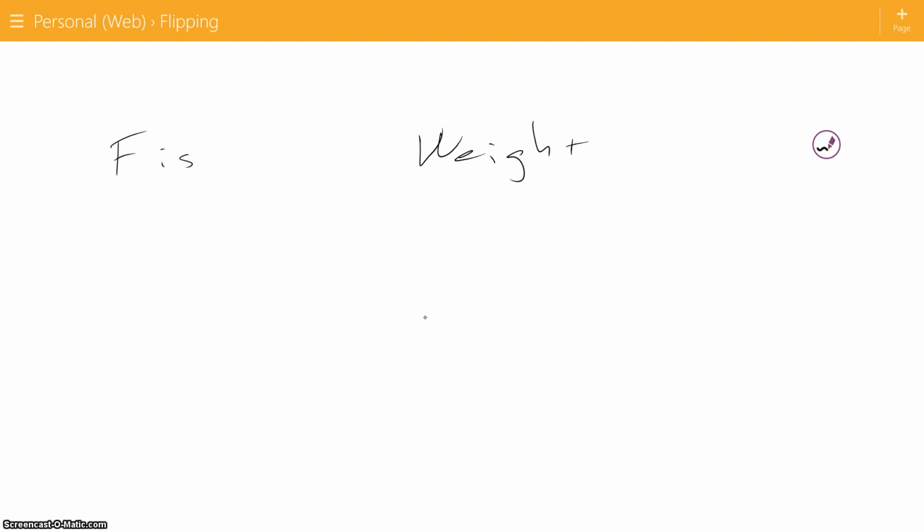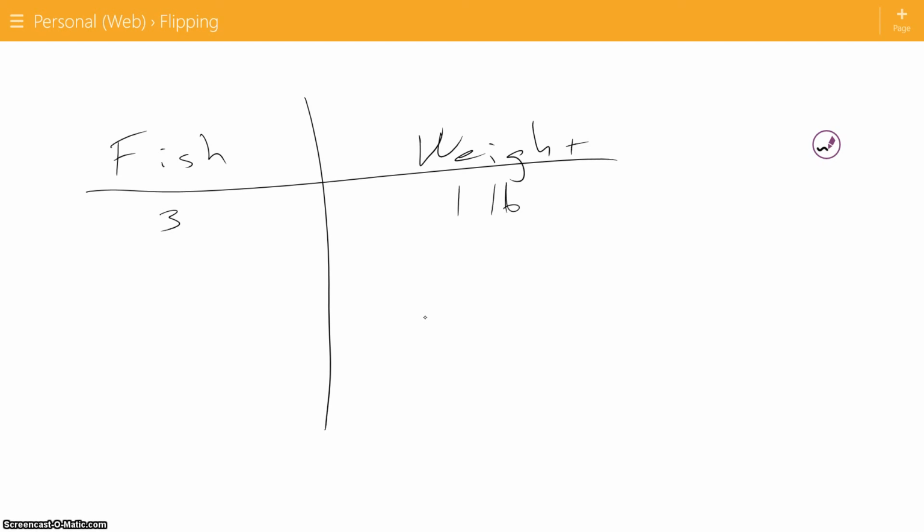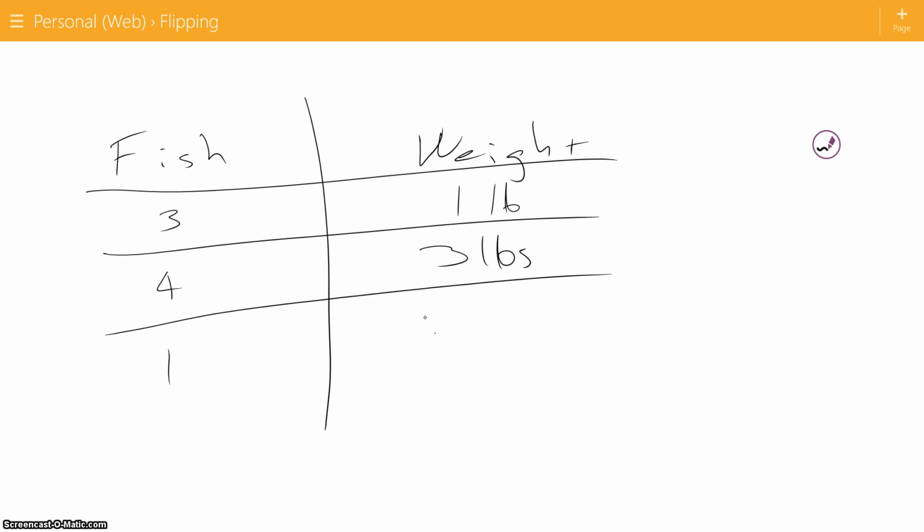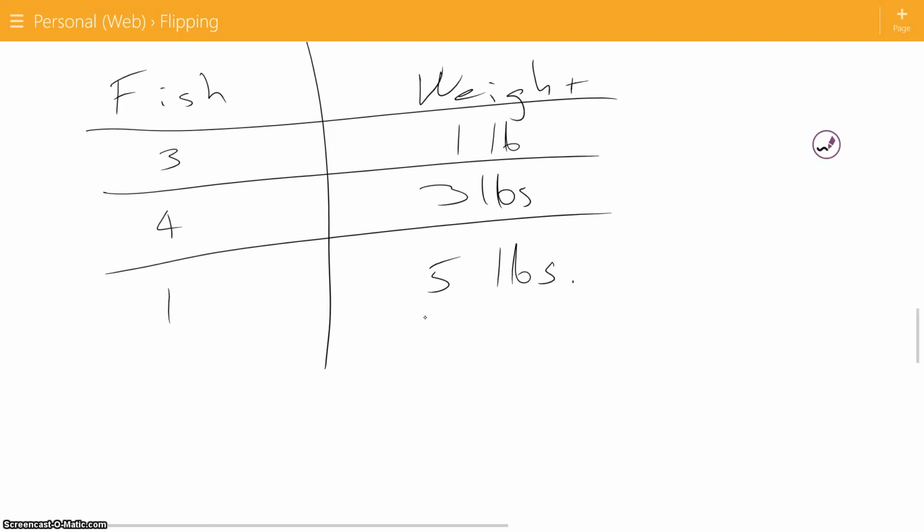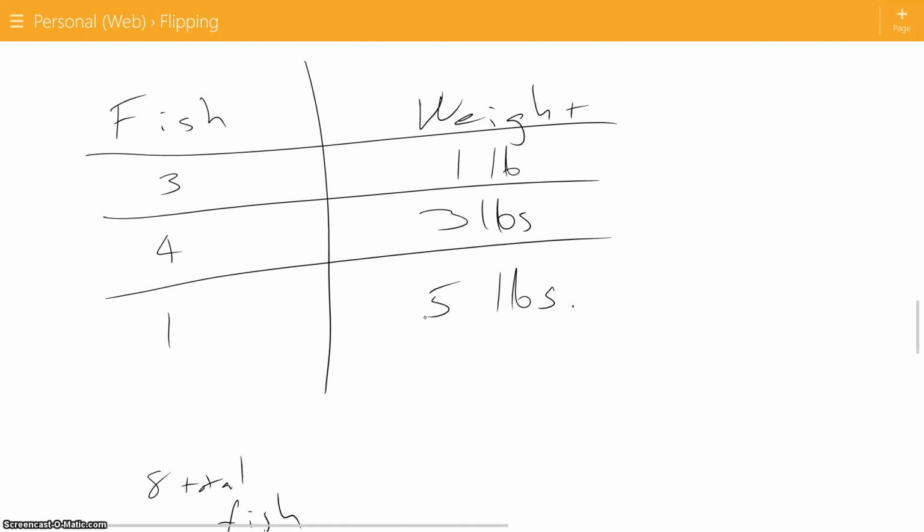This could also be the same thing if you were looking at, let's say, the weight of fish, if someone goes fishing, and let's say that they're going out to catch some fish, and they catch 3 fish that weigh 1 pound. They catch 4 fish that weigh 3 pounds, and they catch 1 fish that weighs 5 pounds. You can do kind of the same thing here. You've got a total number of 3 plus 4 plus 1, 8 total fish, and what's your total weight?